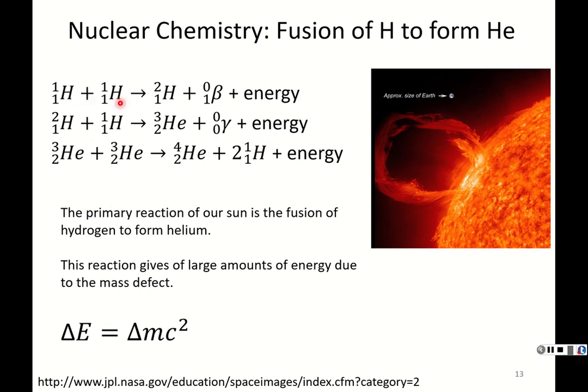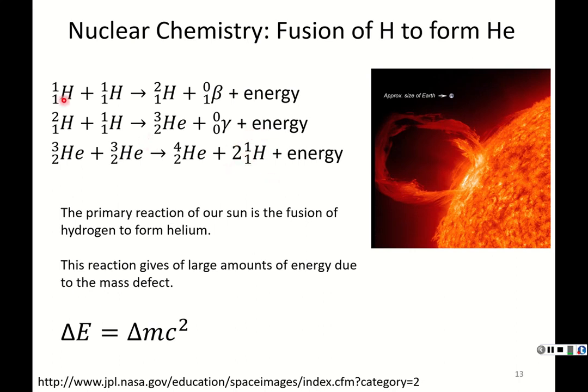In our reaction sequence, we have 2 hydrogens fusing together to form H2, deuterium, and that positron. Then the H2 fuses with another hydrogen to form helium-3 and that gamma ray. Then two helium-3s can fuse together to form helium-4 and 2 more hydrogens.